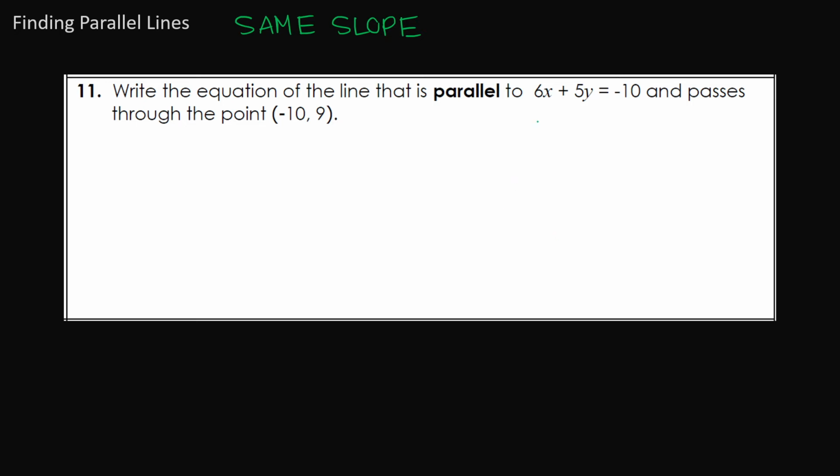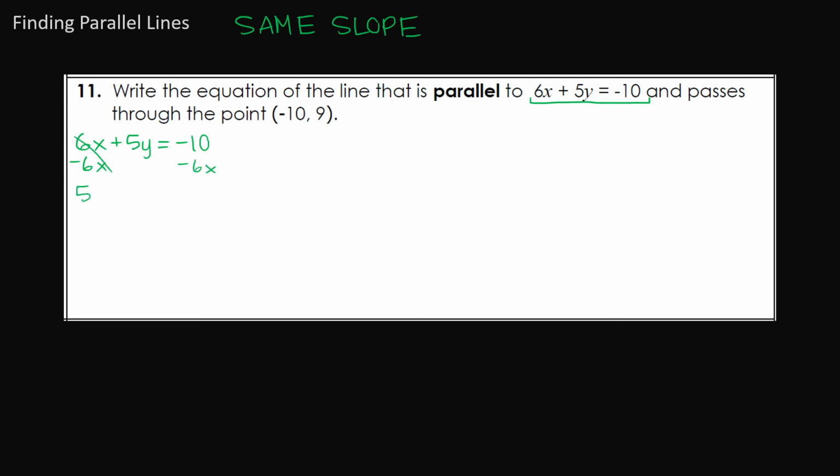The first thing I want to do is, well, first of all, I don't really know the slope of this line by just looking at it. So I'm going to solve this equation for y in order to find the slope. That way I can continue with my problem. So let's rewrite this equation over here. 6x plus 5y equals negative 10. I'm going to solve for y, get y by itself. So I'm going to subtract 6x from both sides.